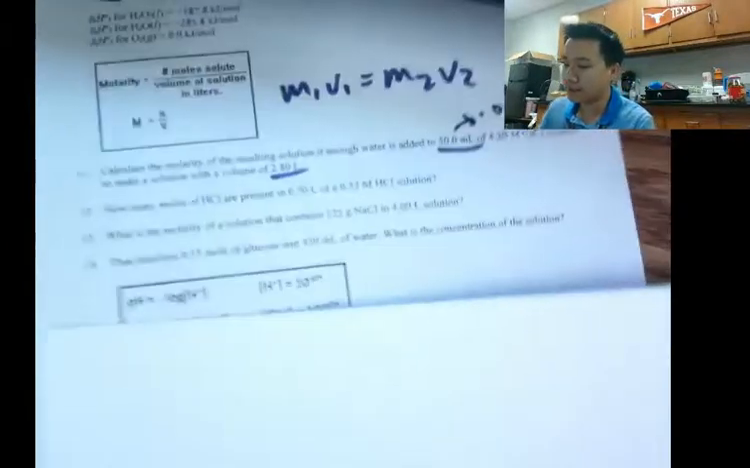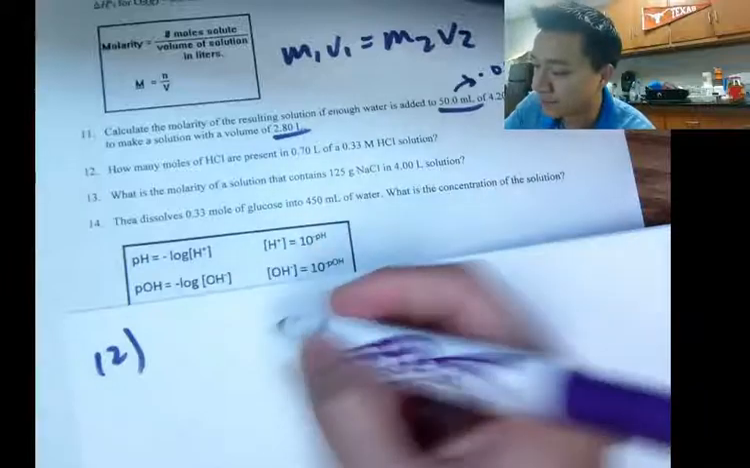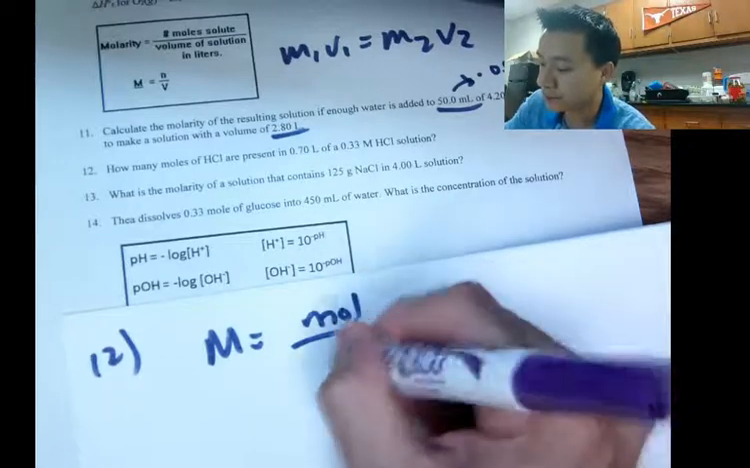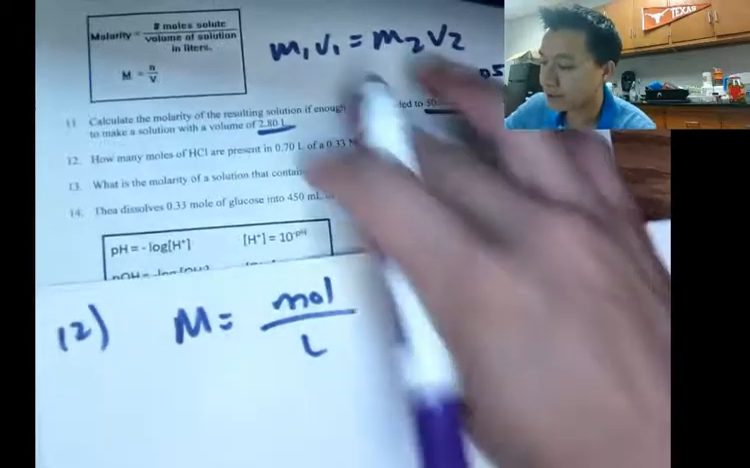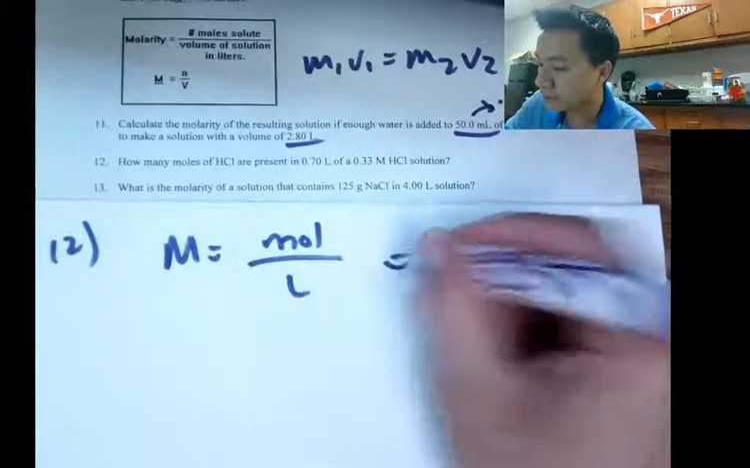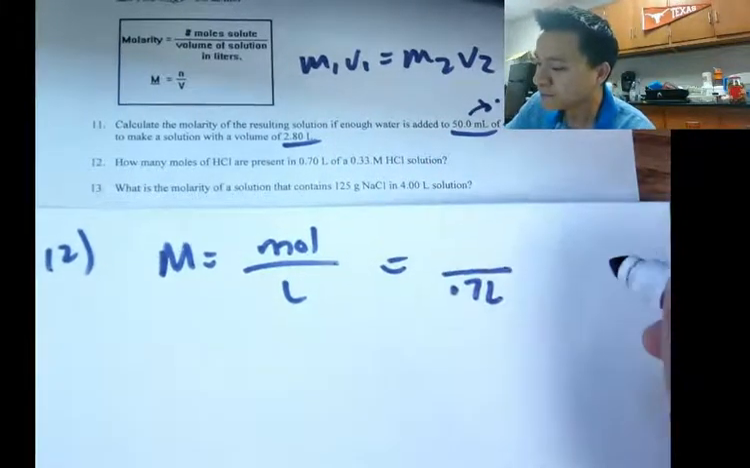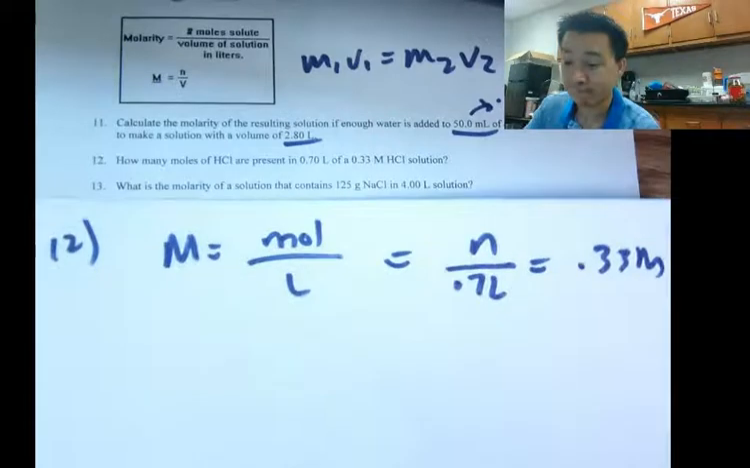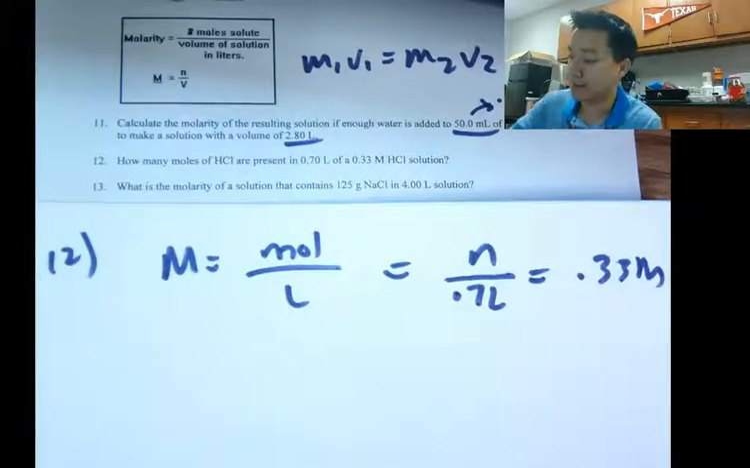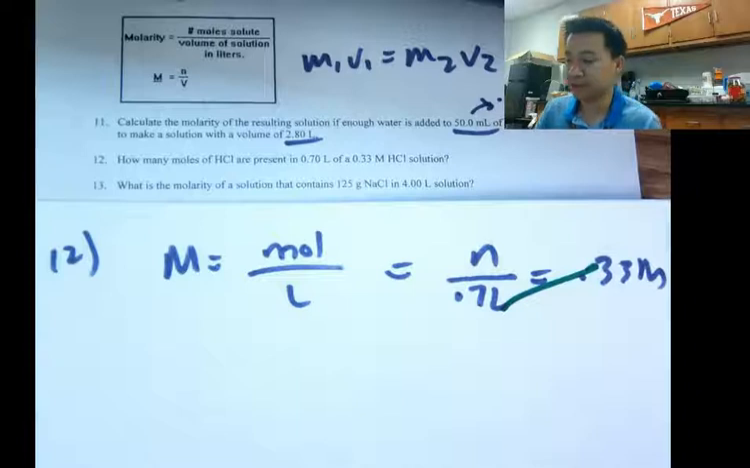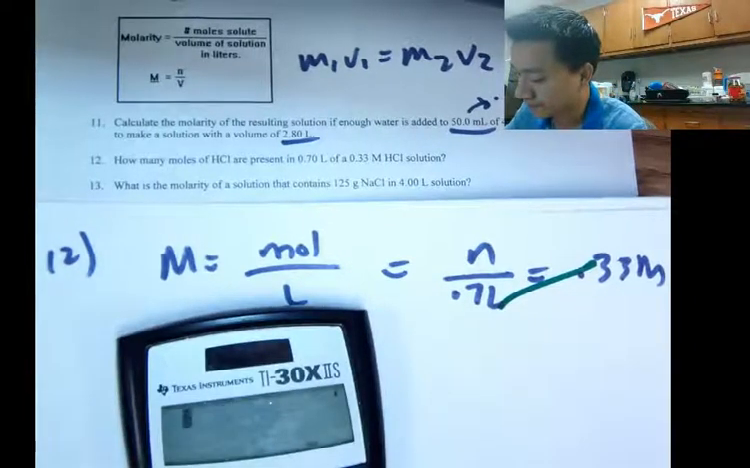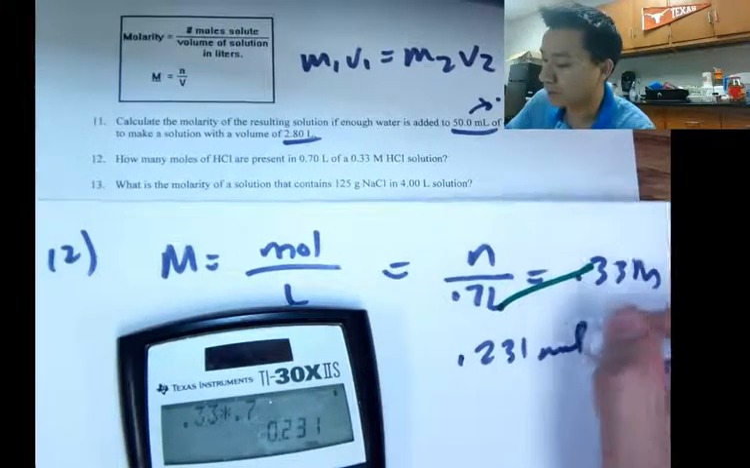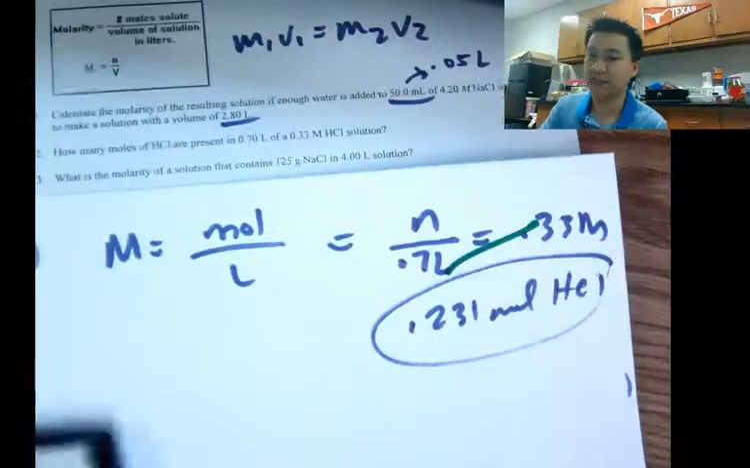Number 12. How many moles of HCl are present? So with moles, molarity equals mole over liters. So number 12, we have 0.7 liters, and then we have 0.33 mole over. And so we're looking for that N up there. How do you find that? Just cross multiply. Like that, you find the number of moles. So 0.33 times 0.7 is 0.231 mole of HCl. It's 12.